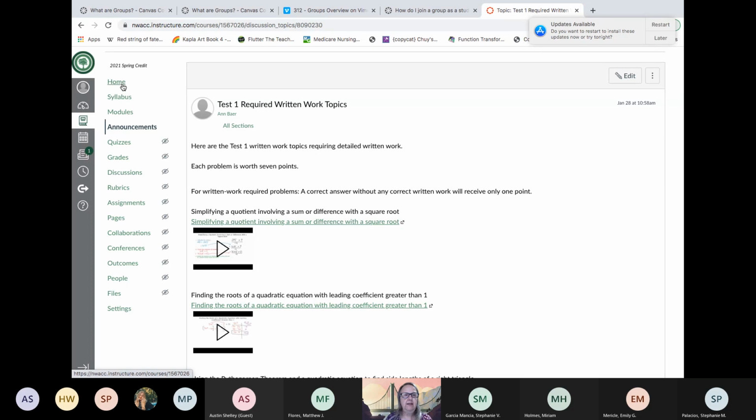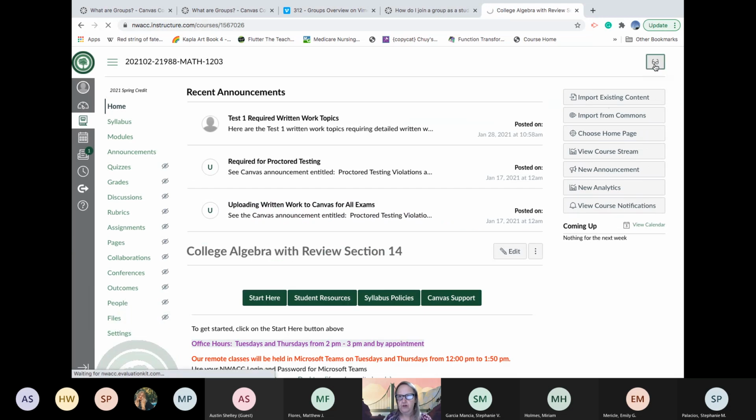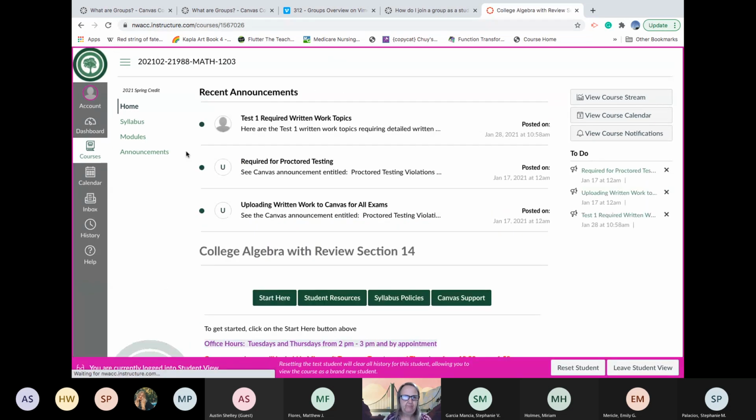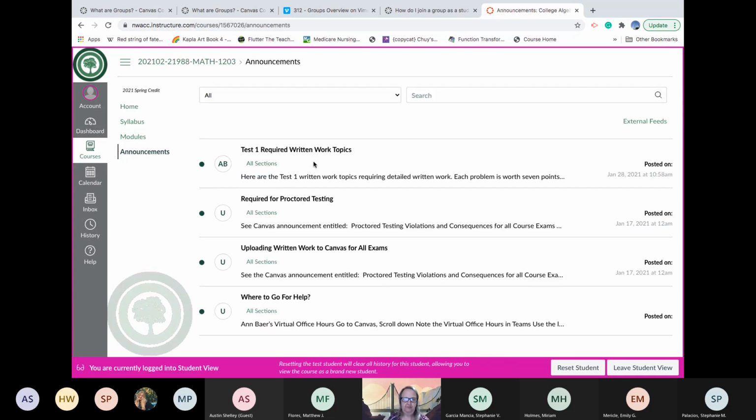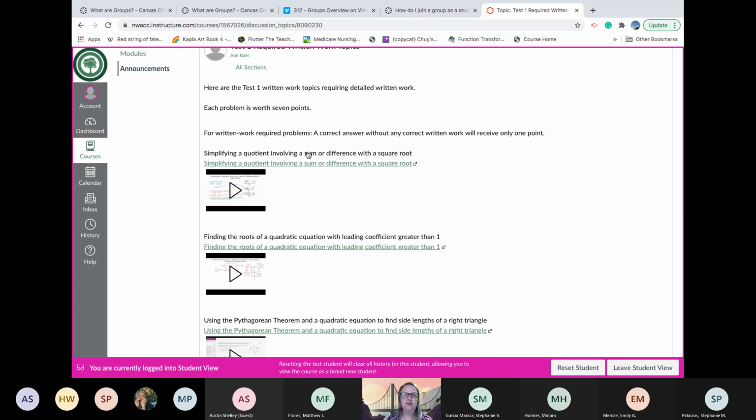So here are the test 1 written work topics requiring detailed written work. Let me go into the student view so that you can see what it will look like to you. You want to click on announcements. This is only going to show you the most recent announcements, so to find all of them, you want to click on announcements, then required written work topics. Here are the test 1 written work topics requiring detailed written work.